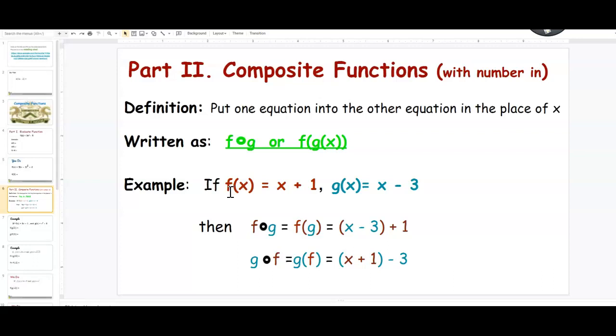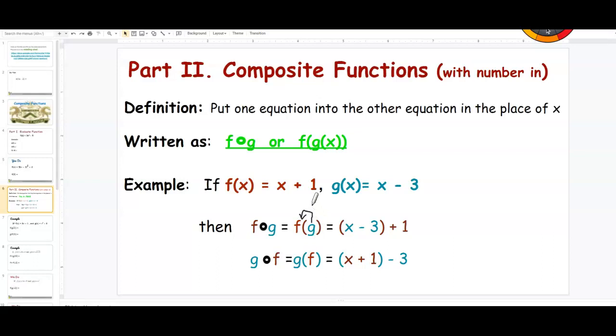So if I have two equations, equation f is x plus 1, equation g is x minus 3. And the question is, first, what is f open circle g, f of g? So first, you're going to turn the open circle into the parenthesis form. So f open circle g means f parenthesis g. And this time, by looking at the parenthesis form, you'll see what?